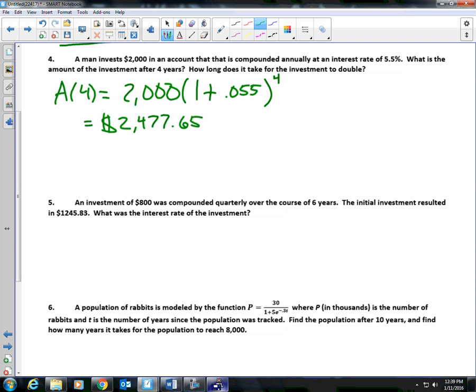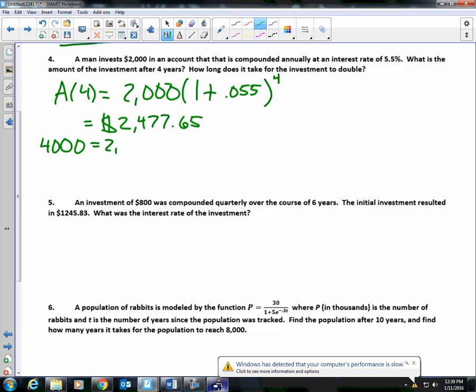All right. My next question is more interesting. How long does it take for the investment to double? I'm solving for t. How do I set this up? Very good. So 4,000, twice the investment. You say, I've got some money, I want it to double. How many years do I have to let it sit? All right. Figure it out.